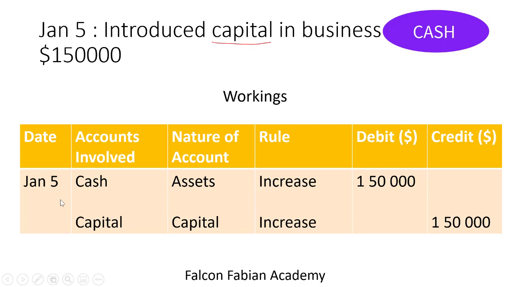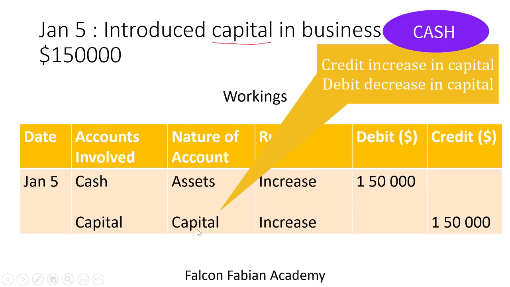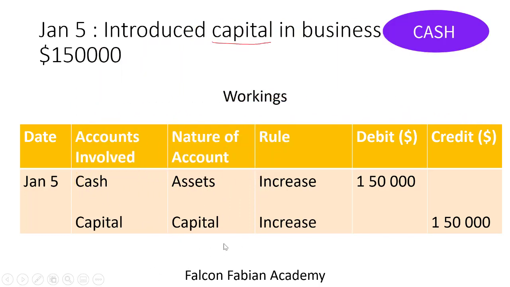So date is January 5th. The two accounts involved are cash and capital. Now cash is an asset for the business and capital would come under the category of capital. So cash is an asset. Capital, the nature of account over here is going to be capital. So the rule for asset was whenever there is increase in the asset, you debit. Let's recall the rule for capital. Whenever there is increase in capital, it is credited, and whenever there is decrease in capital, it is debited. So here the owner is investing more money in the business. Therefore, his capital in the business is increasing. So capital account needs to be credited by 1,50,000.